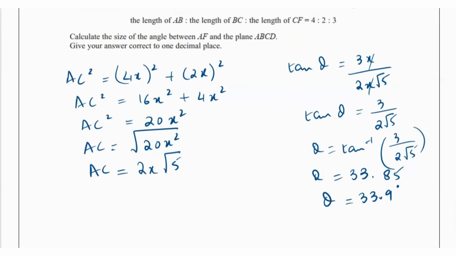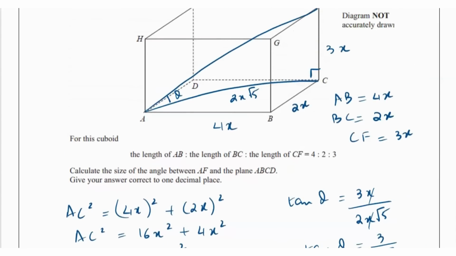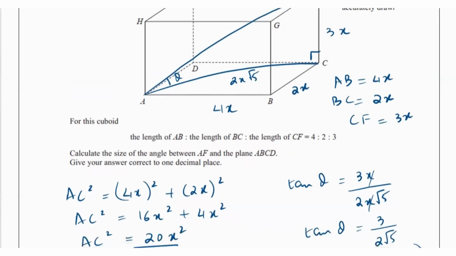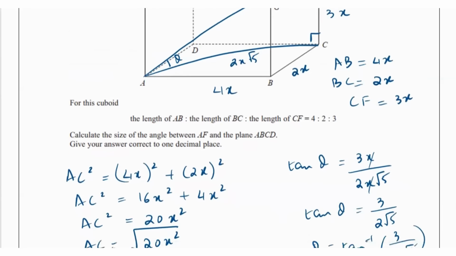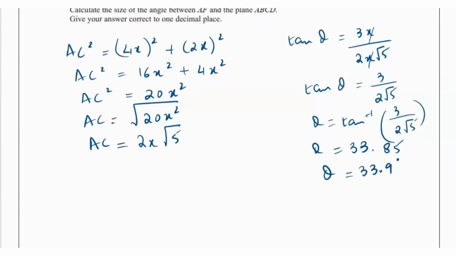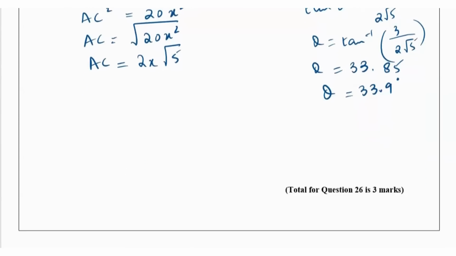So don't get scared that they only give a ratio, they didn't give any lengths. You can just assume that AB is 4x, BC is 2x, and CF is 3x. And then using that, you can see we created an expression for AC as well. And when you put in SOHCAHTOA, we can easily cancel out the x and we have numbers left. And using that, we can find the value of the angle very easily.